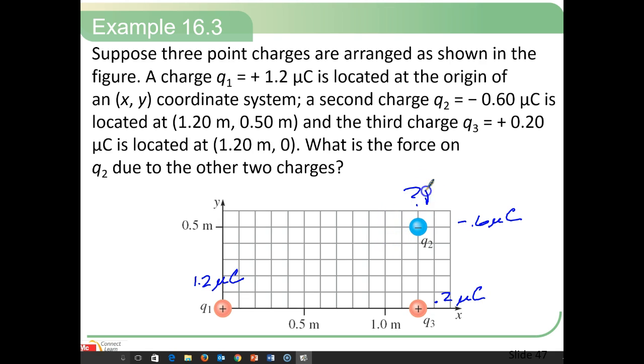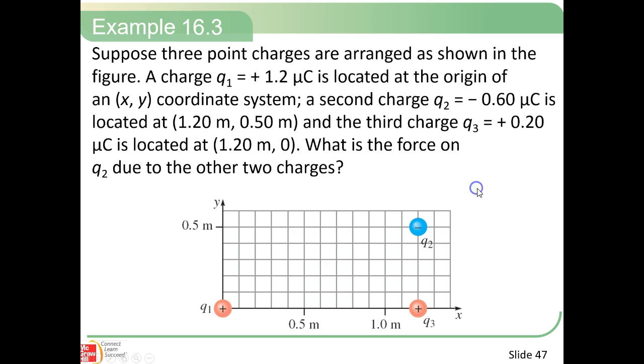They want to know what is the force on Q2 due to the other two charges. So we're going to look at how Q3 is affecting this charge and how Q1 is affecting the charge. And remember, you can't just go by distance. You also have to go by the magnitude of the charge and see how those relate.